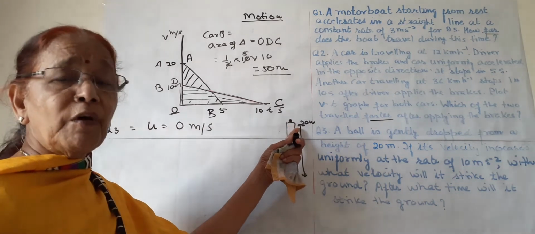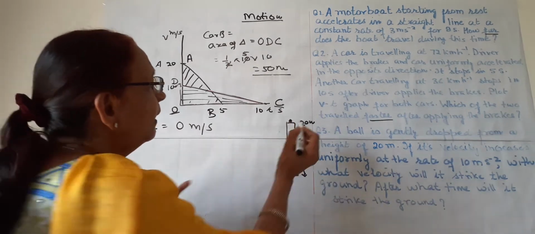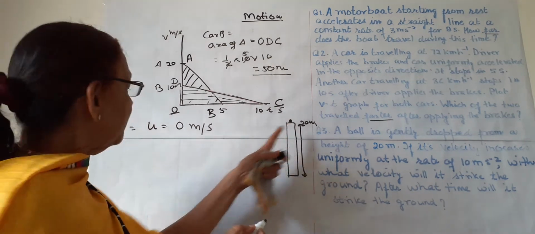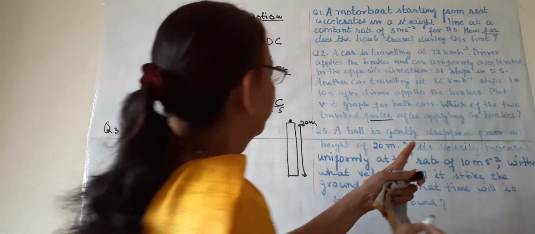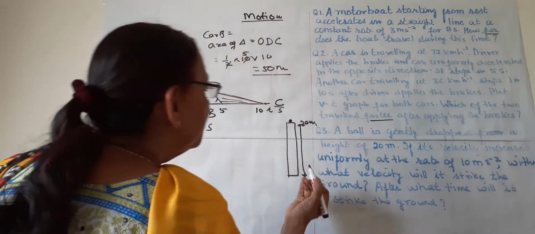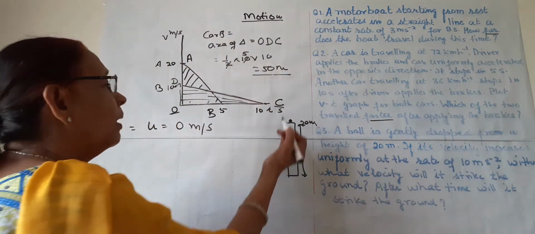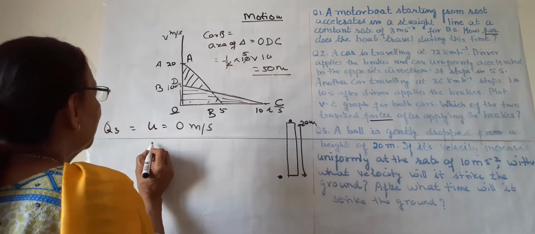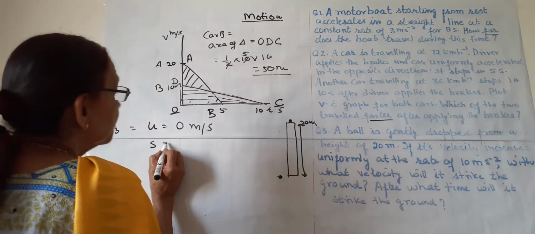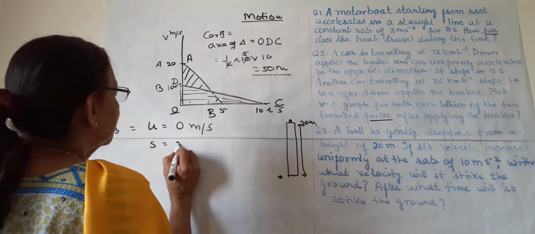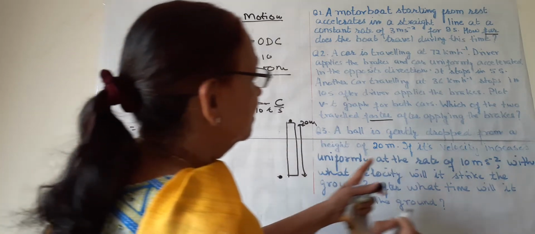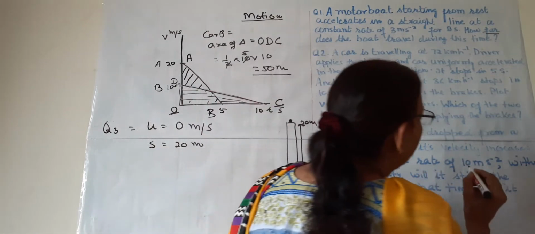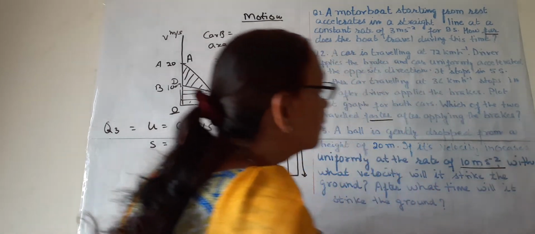The ball is kept on the roof of a building 20 meters high and it is dropped from here. So initially it is at rest. So u will be 0. Height means the distance traveled by the ball. When the ball is dropped, it comes to the ground. So the distance traveled by the ball will be 20 meters. So this height denotes distance. 20 meters is the distance. Its velocity increases uniformly at the rate of 10 meter per second square.